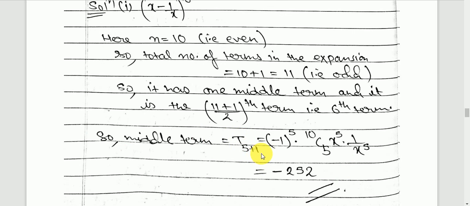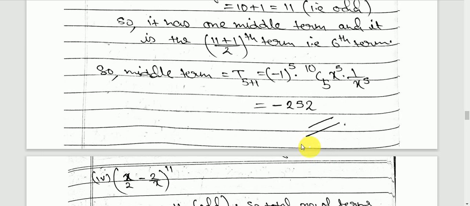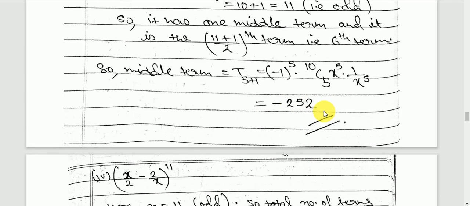And here you can see the minus sign is there, that's why (−1)^5 into this 5, this 5 over here, 10C5 x to the power, the first term, x to the power 10 minus 5, that means 5, into (1/x)^5. Calculate, and you'll get −252.